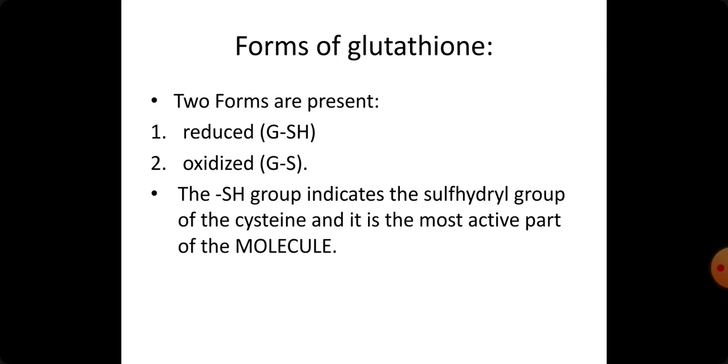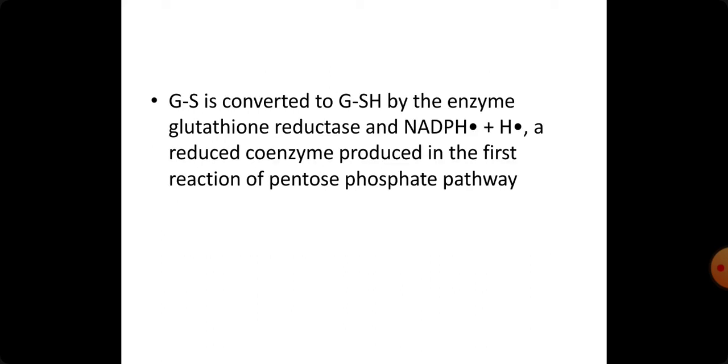There are two forms of glutathione. One is the reduced form represented as GSH, and the other is the oxidized form written as GSSG. The SH in the reduced form is indicative of the sulfhydryl group of cysteine, and it is the most active part of glutathione.